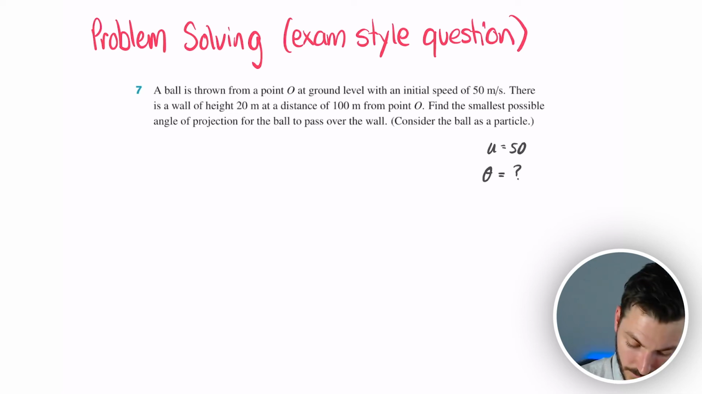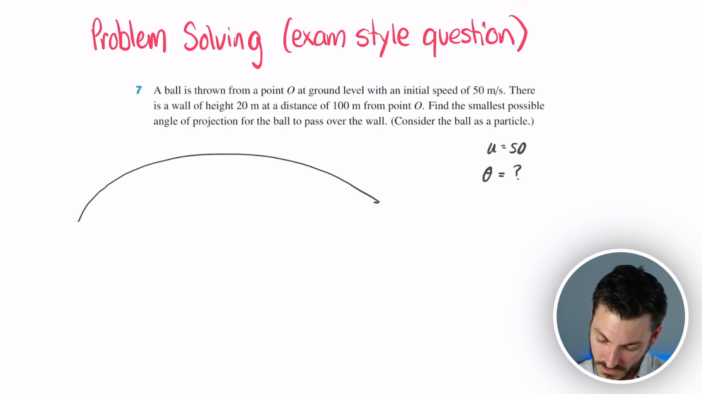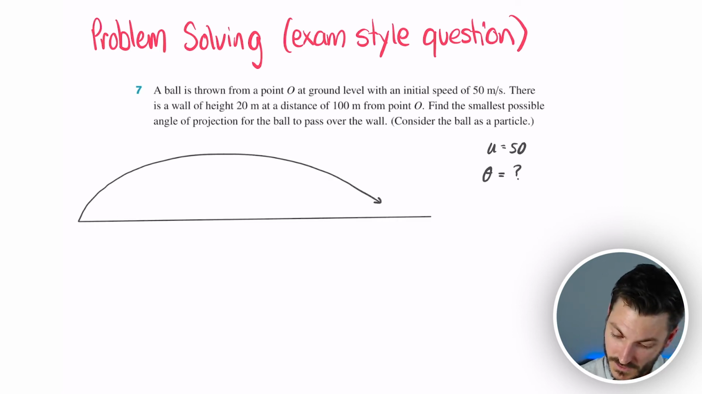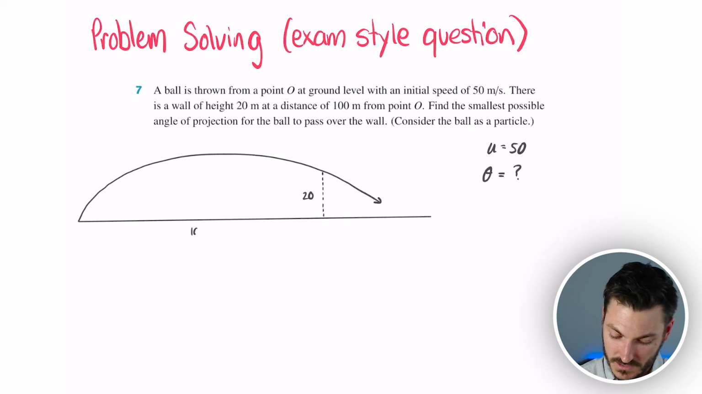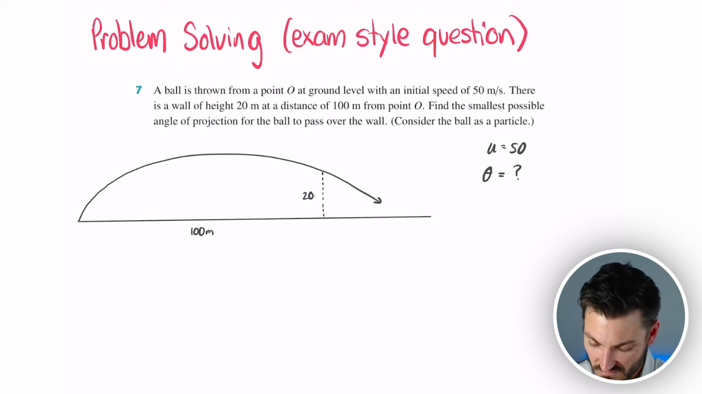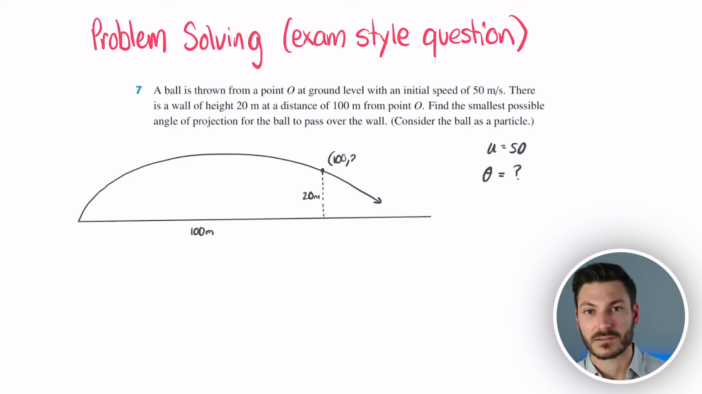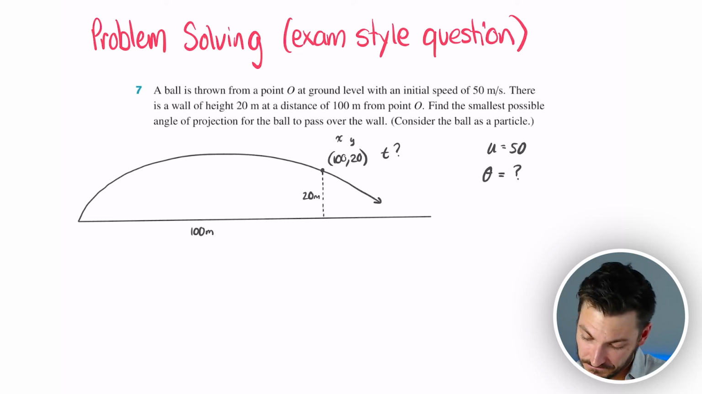So I'm going to draw a quick diagram. So I've got a projectile here, and at some point, let me just draw a horizontal line here. At some point, there is a wall that is 20 meters high, and that's 100 meters away. So I'm going to guess that this coordinate is 100, 20 for x and y, at some point in time, t. I don't know what time that is.